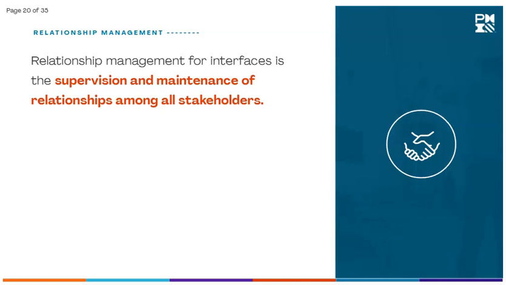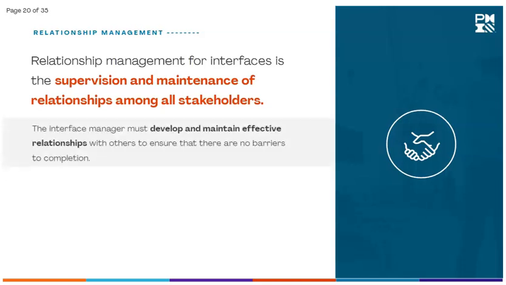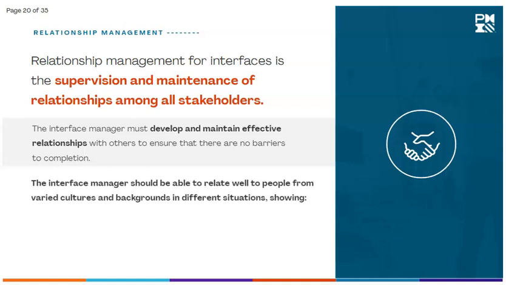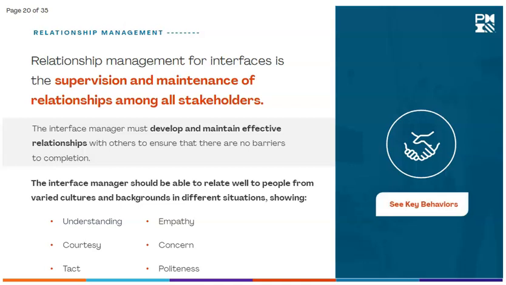Relationship management for interfaces is the supervision and maintenance of relationships among all stakeholders across the 3 levels of interface management. The interface manager must develop and maintain effective relationships with others to ensure that there are no barriers to completion. The interface manager should be able to relate well to people from varied cultures and backgrounds in different situations, showing understanding, courtesy, tact, empathy, concern, and politeness. Click to review key behaviors.